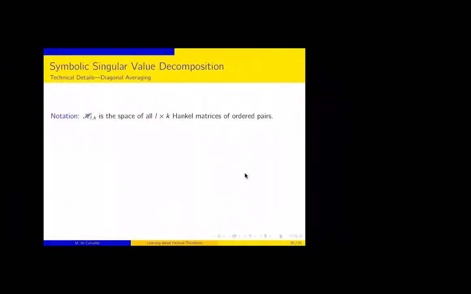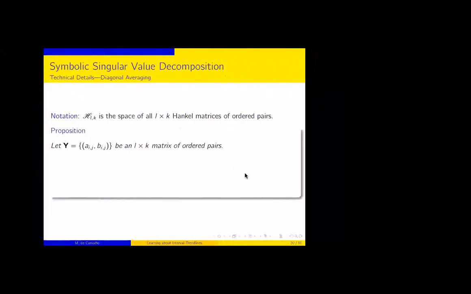Okay, so I'll also be brief here, but I need to say this. I need to justify this procedure of diagonal averaging in this setup, because it's not so obvious that this should be the right way to move back into the space of matrices. So I want to give some brief details on this. Again, this is the space of all Hankel matrices of ordered pairs. Just think of it as matrices whose antidiagonals are constant, such as the trajectory matrix, for example.